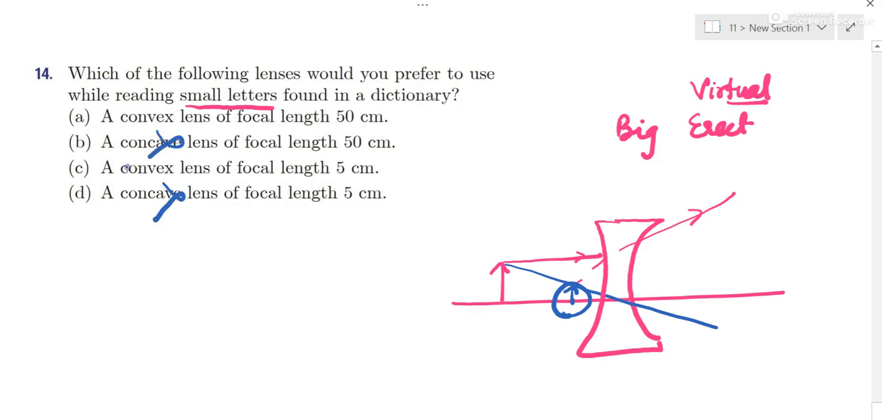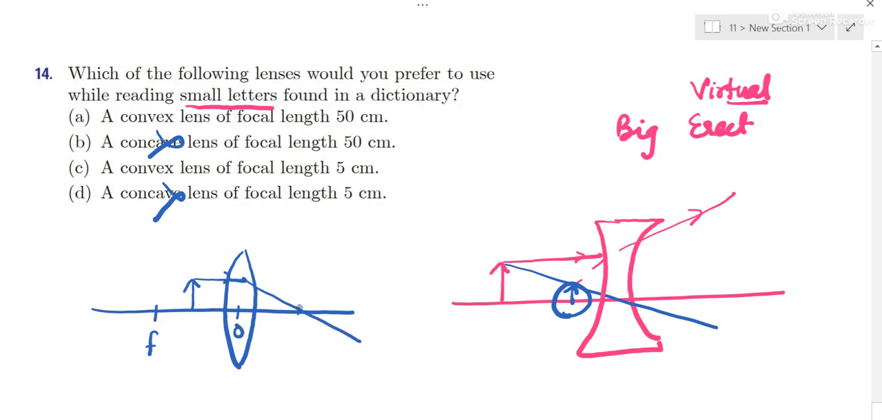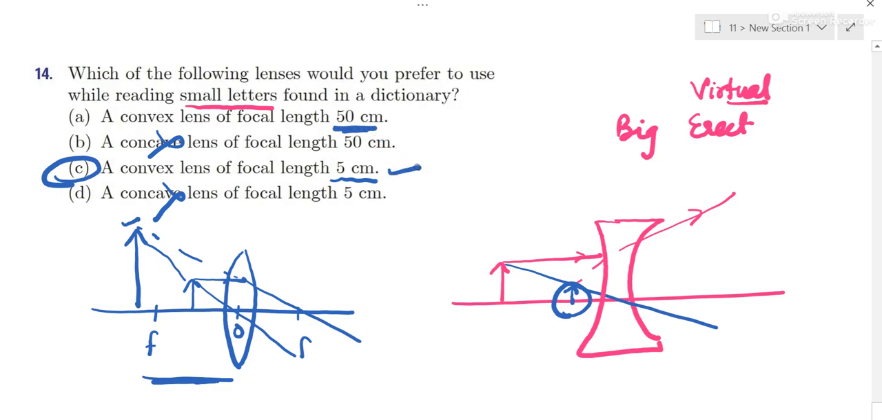There are two options of convex. When we keep the object between focus and optical center, the first ray parallel goes through the focus, the second ray through the optical center. So it is forming a big image. So this is the case. We will use convex, but which convex? The one whose focal length is shorter. Shorter the focal length, bigger is the image. Here the focal length is 5, here the focal length is 50. So we will use the shorter focal length.